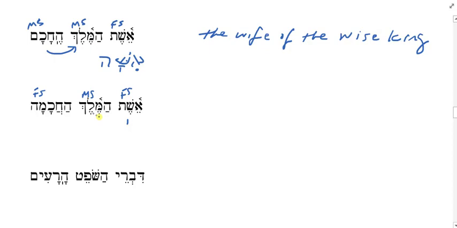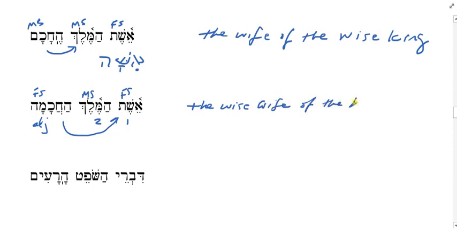So, Eshet Hamelech is my construct chain. Thing one, thing two. The adjective here must be modifying one of the members of the construct chain. Which one is it modifying? It's modifying thing one. Okay? So I'm going to translate, well, before we have the adjective, how would I just translate Eshet Hamelech? The wife of the king. Add hahakama, and it's the wise wife of the king. Okay? Got that?